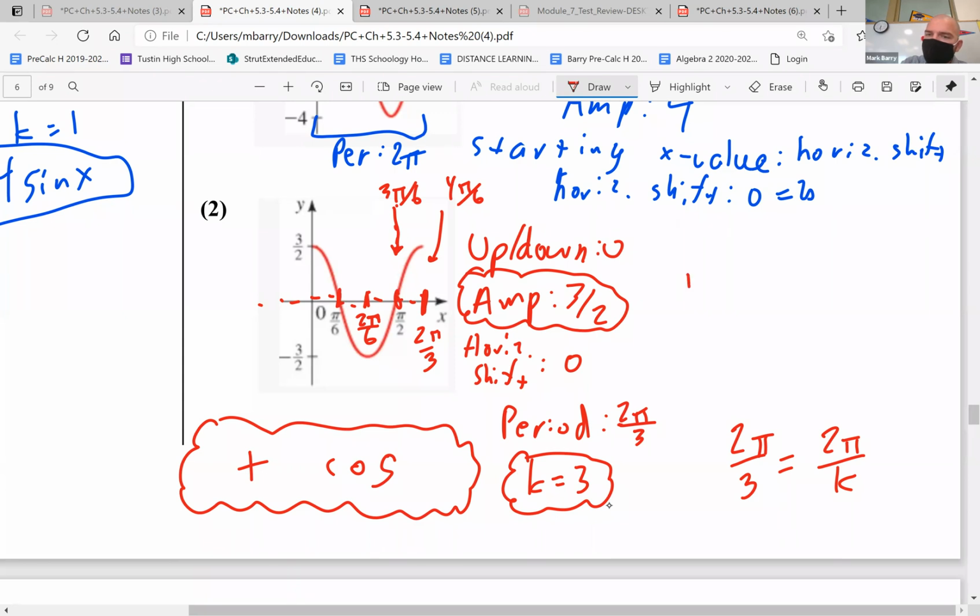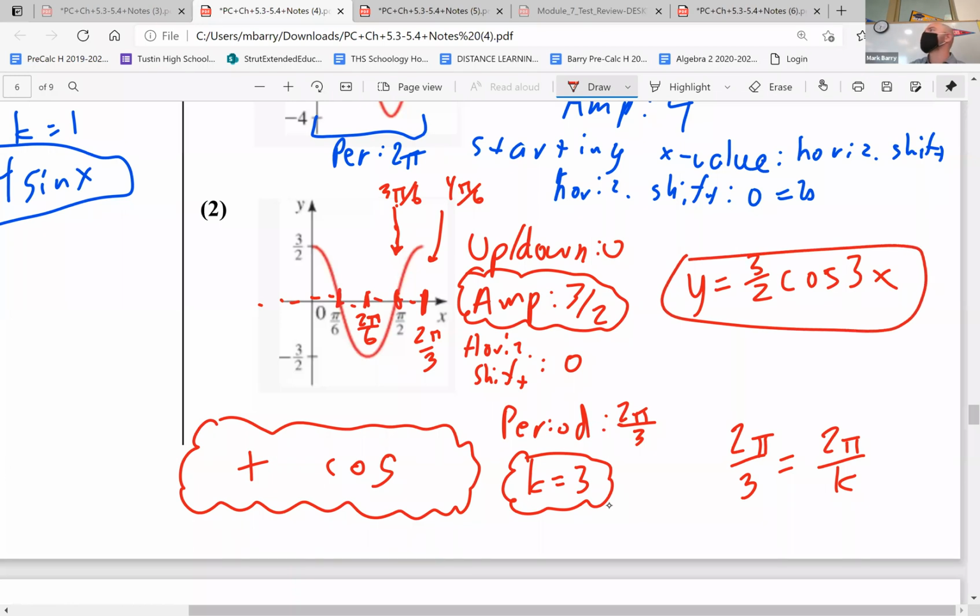All right, so we get y equals 3 over 2 cosine 3x. There you go.